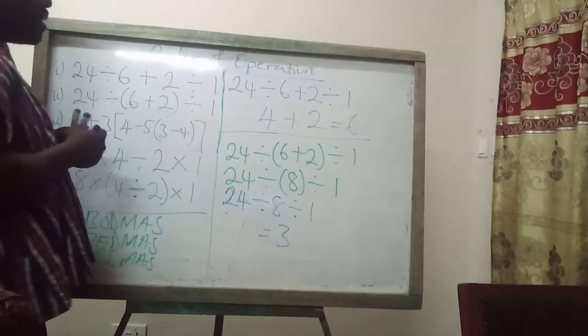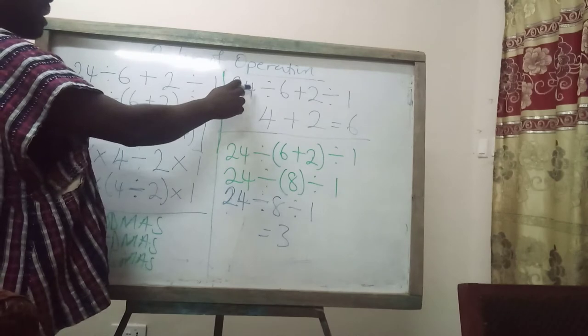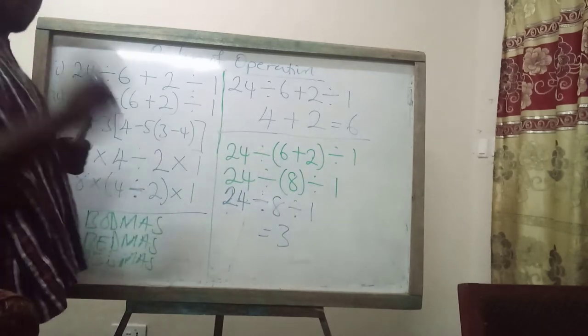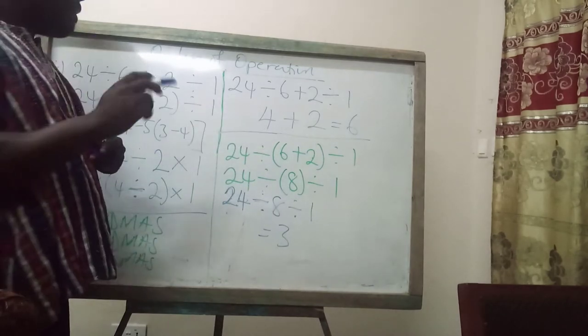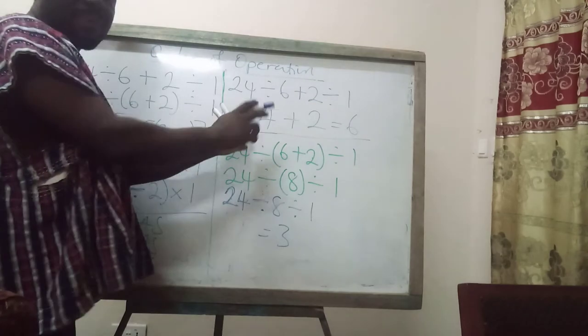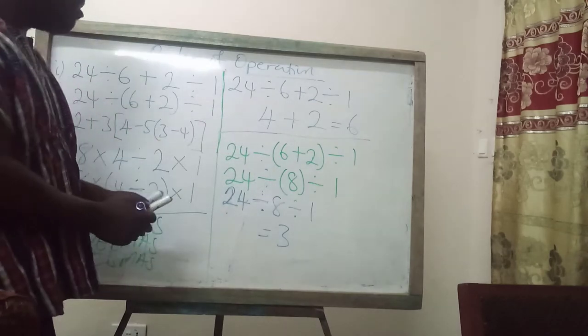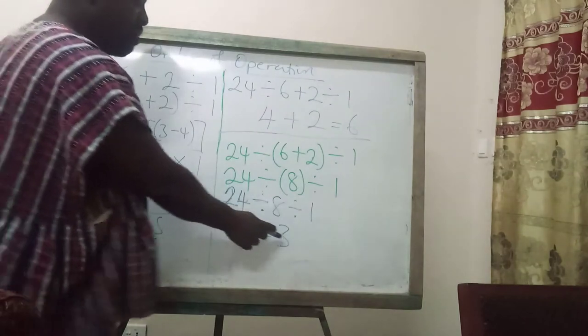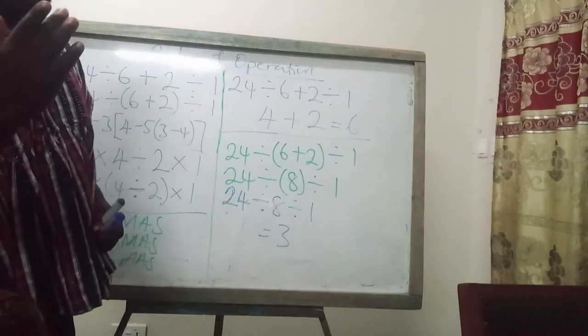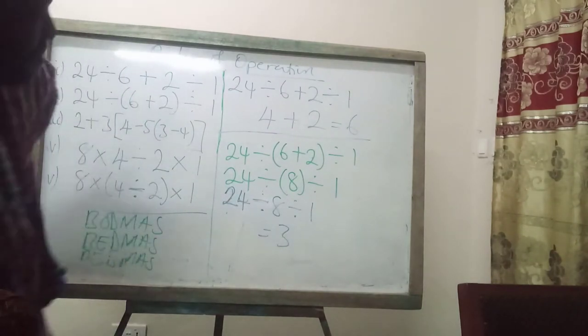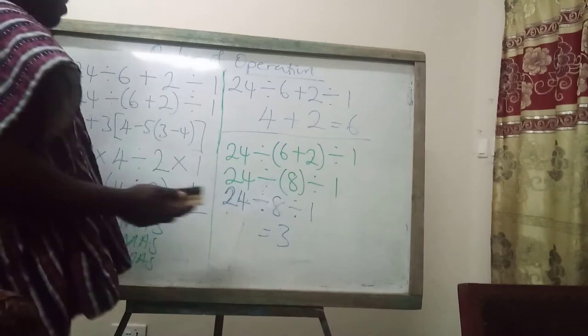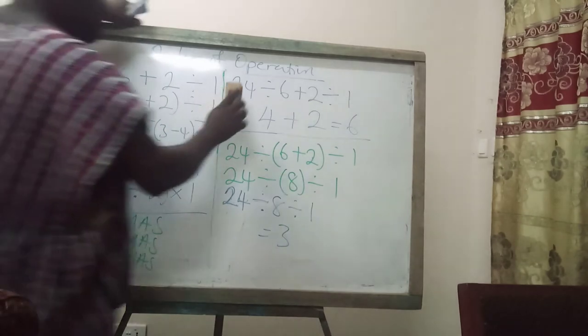You see that the first one and the second one are all using the same figures. But because of the bracket, the answers are different. While the first one gave us 6, the second one gave us only 3. Okay? We are moving on to the third one.